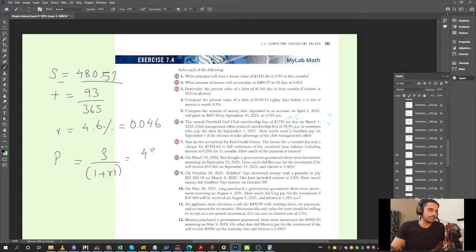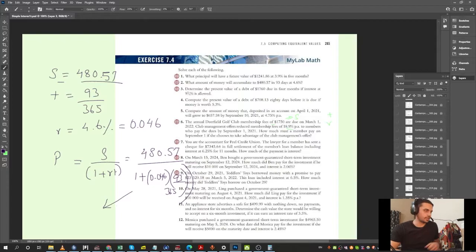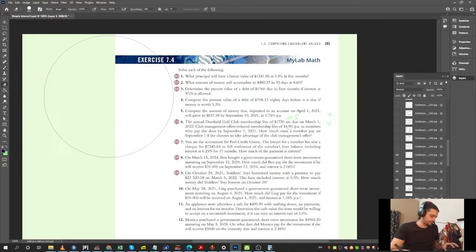So we have S as this one. So 480.57 divided by 1 plus 0.046 times 93 over 365, right? And then we just multiply all this and we will get the answer, okay? So you guys can do the calculation here.